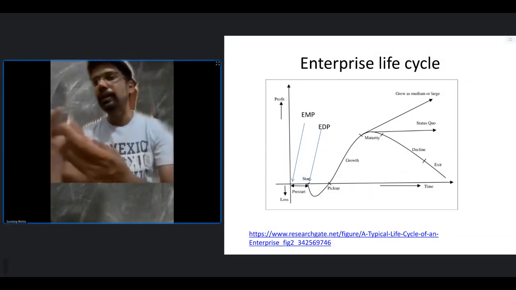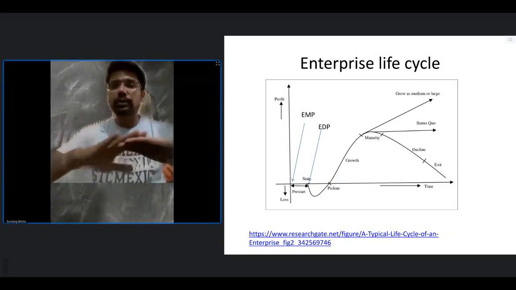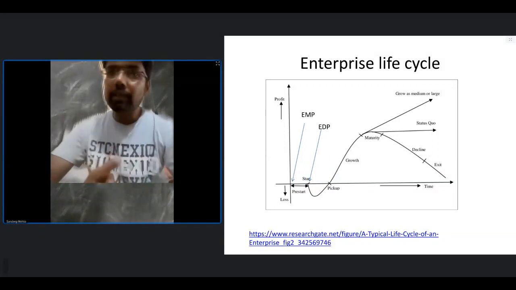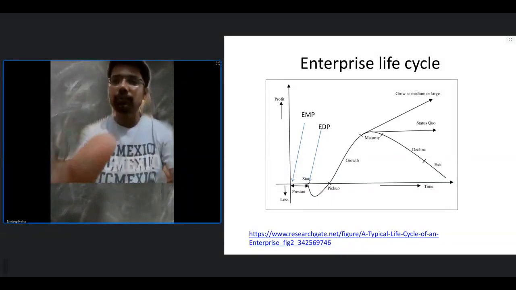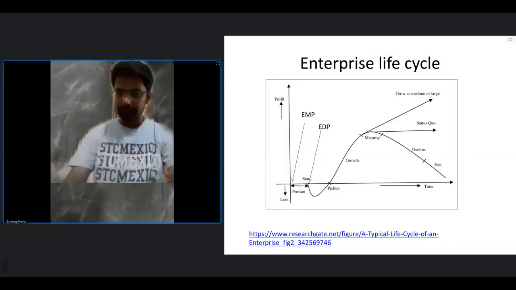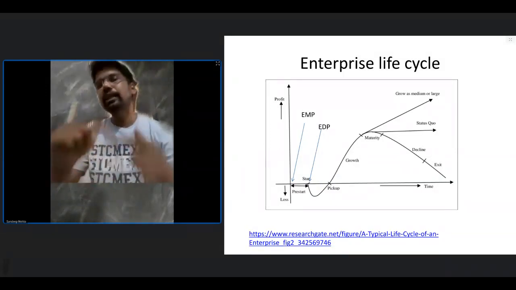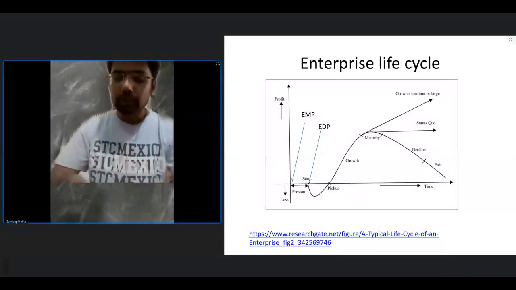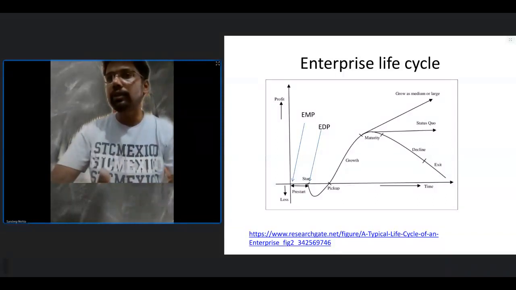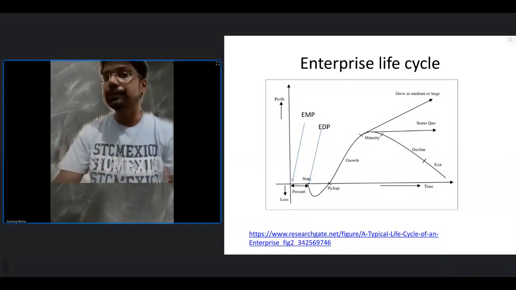It's a very famous enterprise life cycle, which says that when you start almost from zero, you go into a downfall also in the starting, as is seen from the bar graph. And then slowly you move upward. And then again, there is a static position, or you get into a downfall. So this is how the enterprises majorly fall into place.